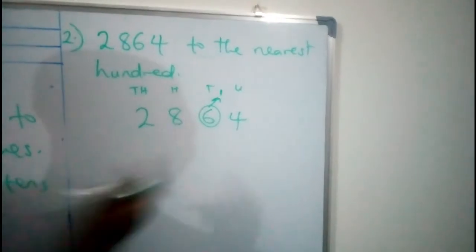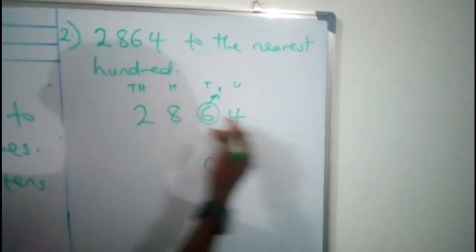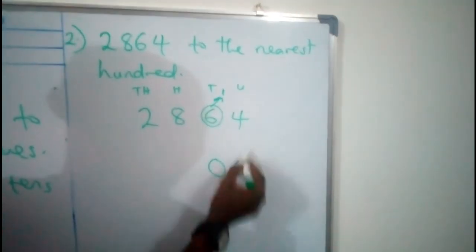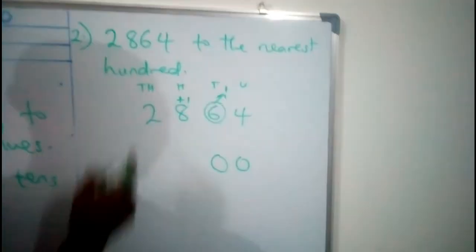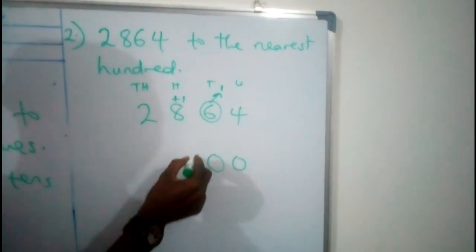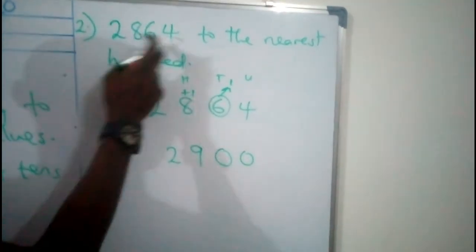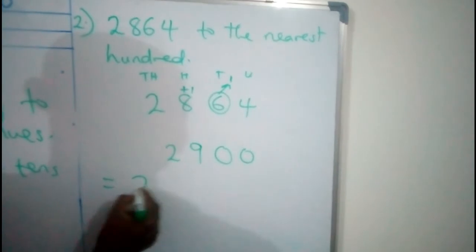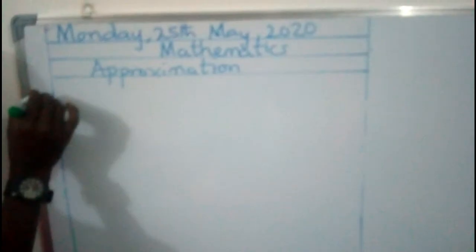So you round up this circled digit to what? 1. What happens to the circled digit? It automatically becomes what? 0. Any number or digit after it becomes 0 as well. So this 4 turns to 0. So what do you do to the 1? You add it to this 1. 1 plus 8 gives you what? 9, and your 2 stays. So therefore, 2,864 to the nearest 100 gives you what? 2,900.